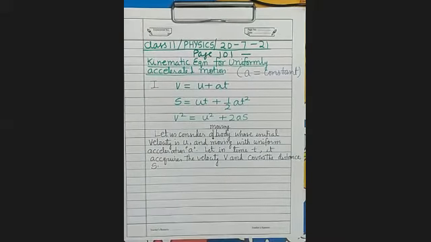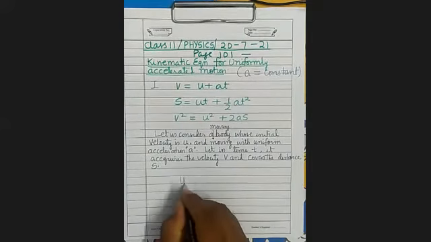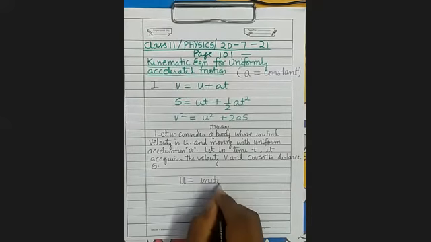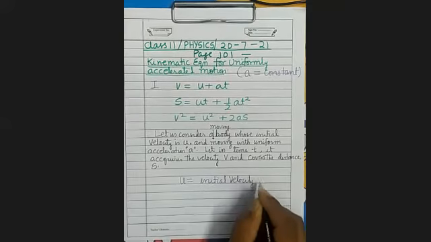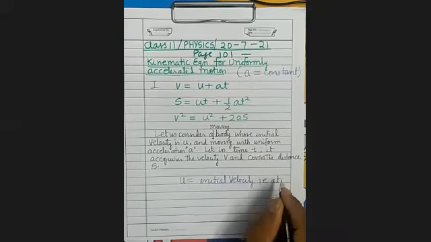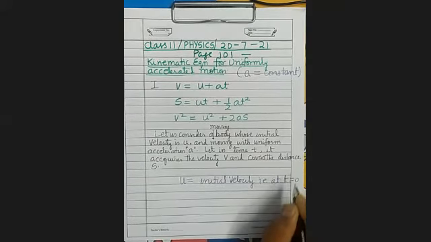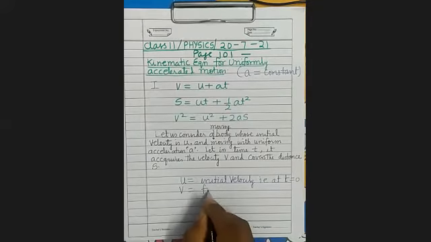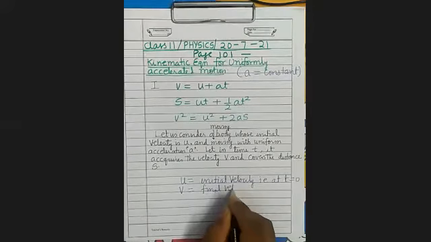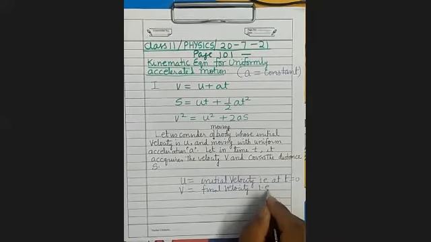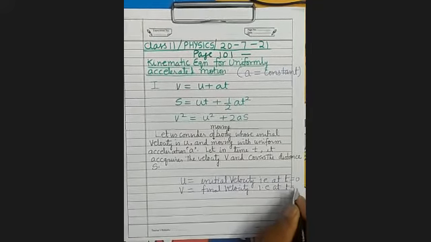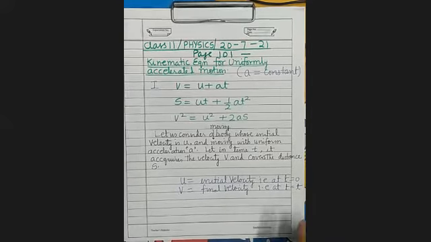What is u here? u is the initial velocity, the velocity at time t equals 0. You can see here, u is the initial velocity. It's clear. That is at t equals 0. What is v? It is the final velocity. Final velocity means that is at time t equals t.